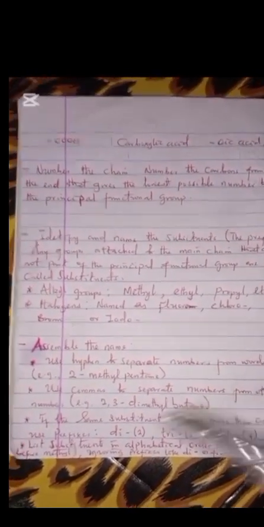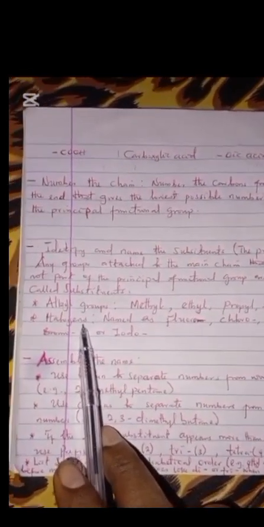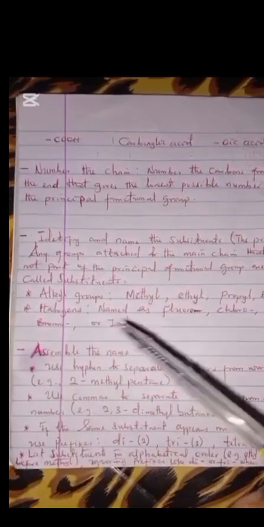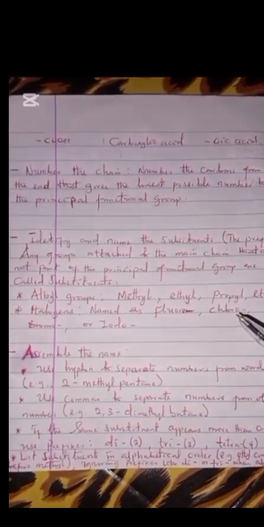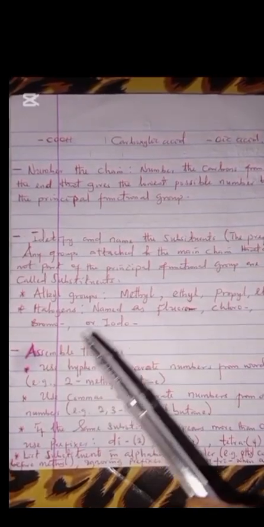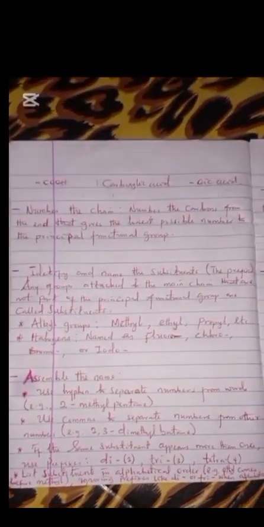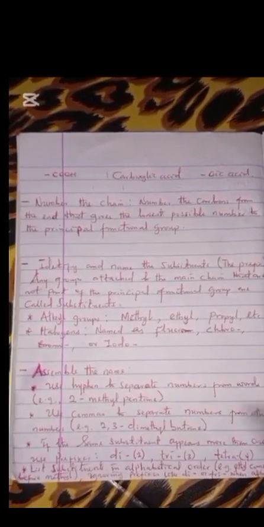and so on. You may also have the halogens, that is the group 7 elements, such as fluorine. If you have fluorine, you name it fluoro. If you have chlorine, you name it chloro. If you have bromine, you name it bromo. If you have iodine, you name it iodo, and so on. After you must have identified all of these things, the next thing is to assemble the name.